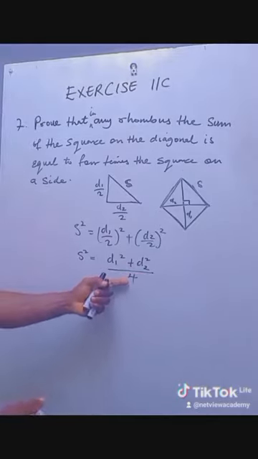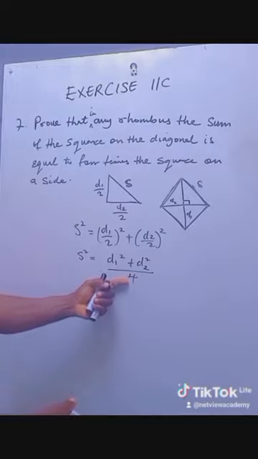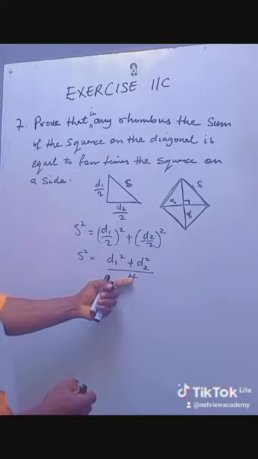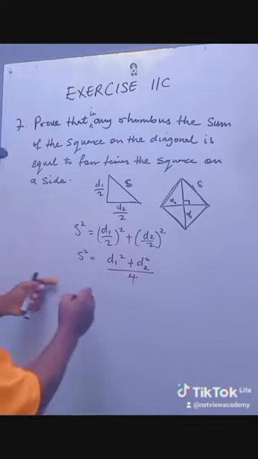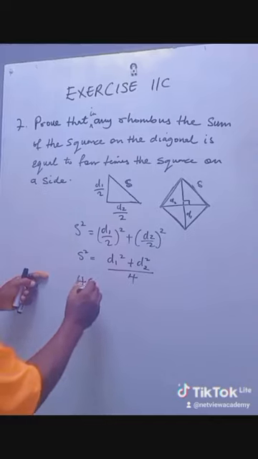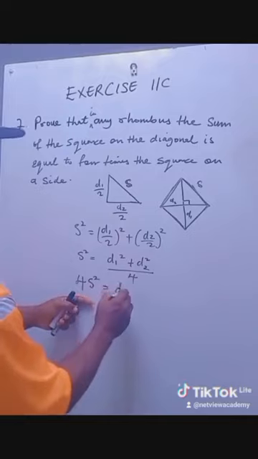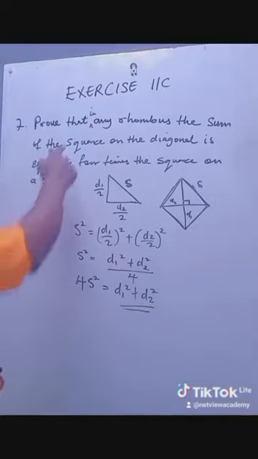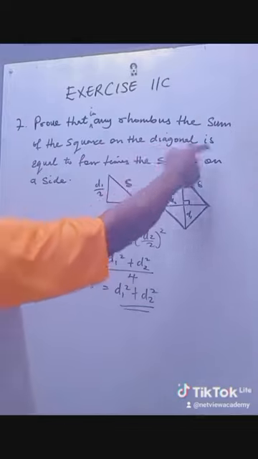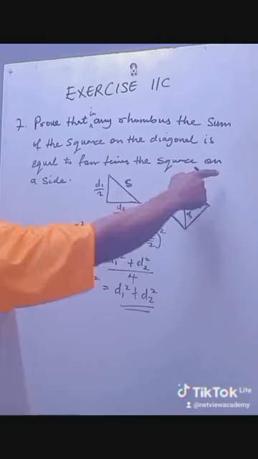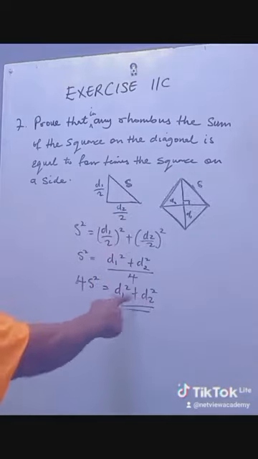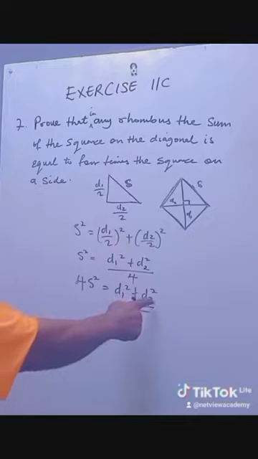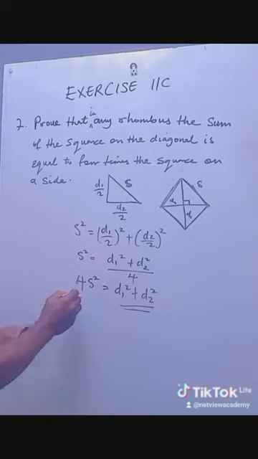So now we're going to multiply both sides with the value of 4. If we multiply both sides with the value of 4, 4 will cancel out 4 here. Therefore, we now have 4 multiplied by x squared is equal to D1 squared plus D2 squared. Proof that in any rhombus, the sum of the square on the diagonal is equal to 4 times the square on a side. Therefore, the sum of the square on the diagonal, D1 squared plus D2 squared, is equal to 4 times the square of the sides of the rhombus.